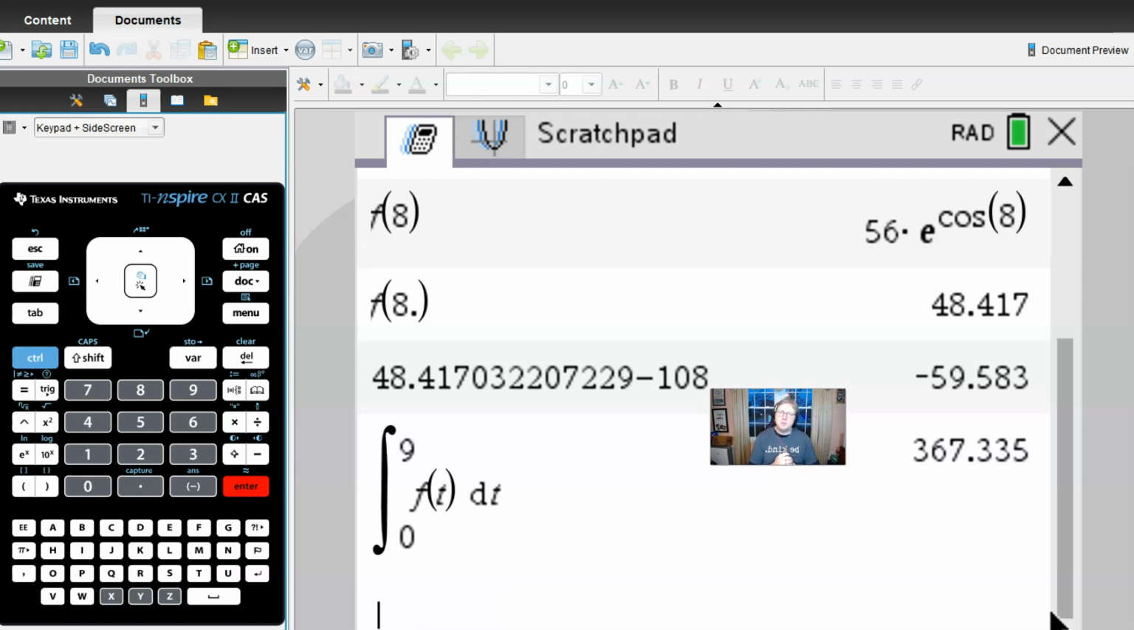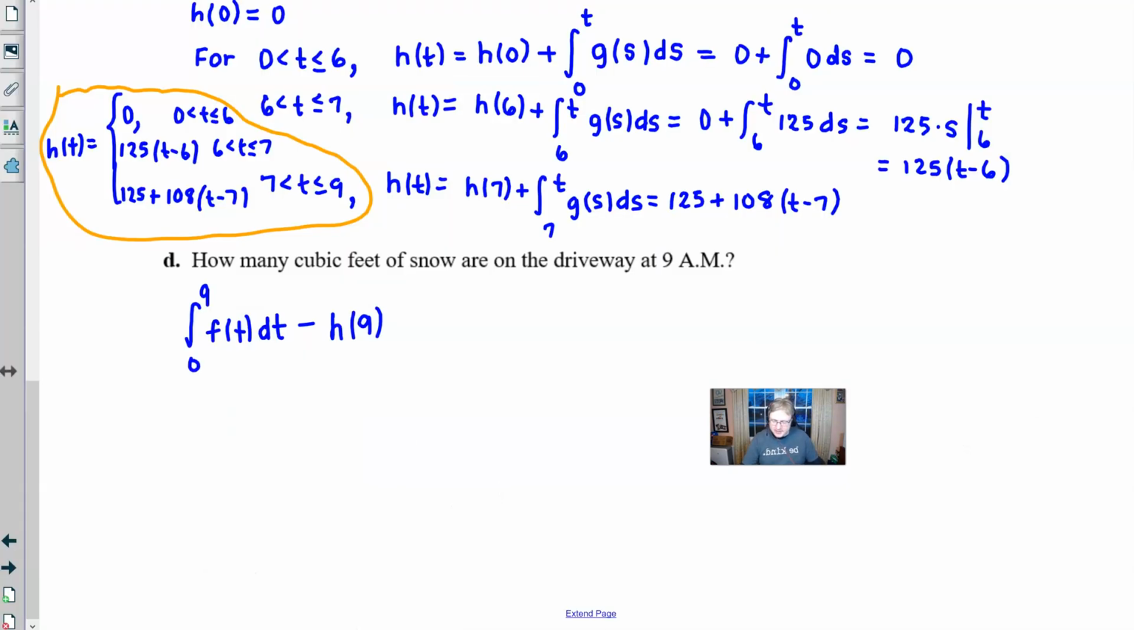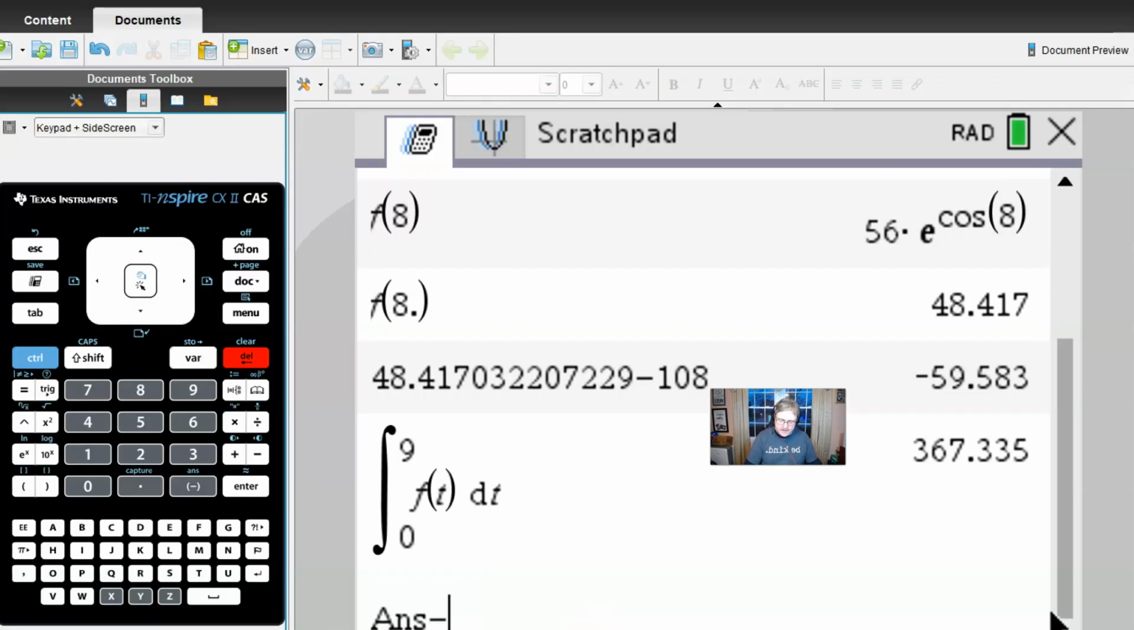Just so you know, that's how many cubic feet of snow fell on her driveway. Now what we want to do is subtract that minus h of 9. Now, we don't have h in our calculator, so don't try to do something like that. So what we're going to have to do is just go back up here and say, okay, if we plugged 9 in for t, we're going to use the bottom piece, and we have 125 plus 108 times 2. Can you remember that? I'm going to have to enter that into the calculator. So we're going to subtract the quantity 125 plus 108 times 2.